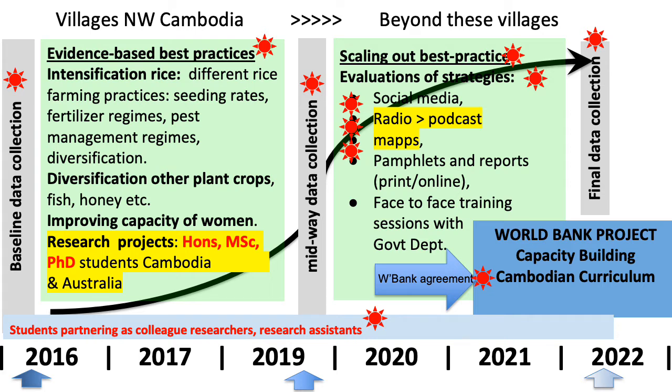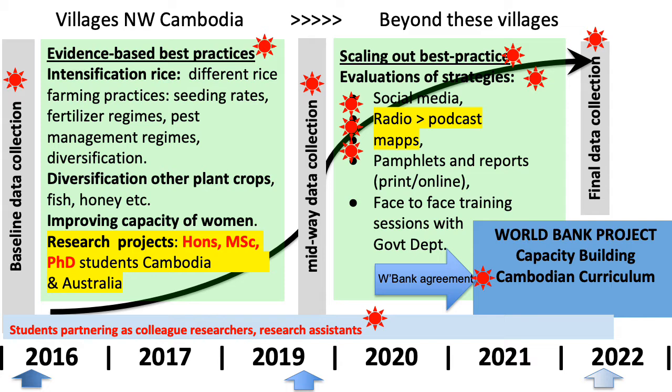So the CAMSID project and the World Bank project kind of interdigitate. If you look at the timeline, the CAMSID project is in two phases. The start of the project in 2016 up into 2019, the focus was on evidence-based best practices. We're in the second phase of the CAMSID project now, which is scaling out best practices using social media, radio, mobile apps, pamphlets, reports, printed and online, and face-to-face training sessions with government. And the World Bank project is coming in at the tail end of the CAMSID project.